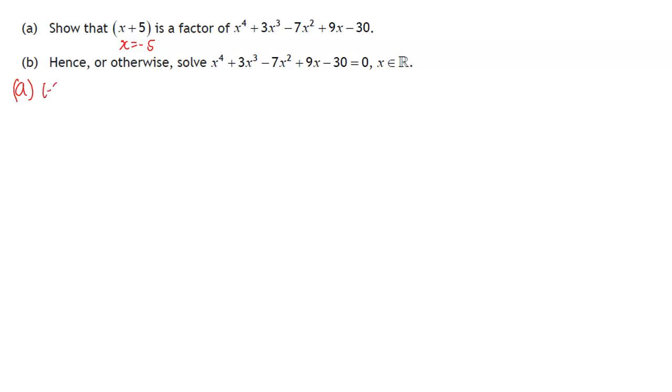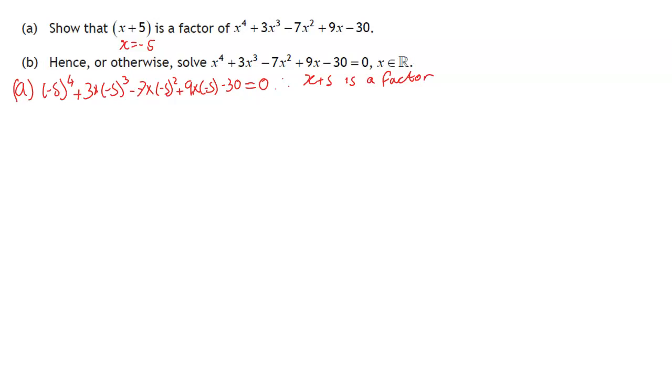What I'd end up getting is -5 to the power of 4 plus 3 times -5 cubed, take away 7 times -5 squared, plus 9 times -5 minus 30. Now if I go through that and I calculate everything there, lo and behold, I get 0. So if I get an answer of 0, what I'd have to say is, therefore, x plus 5 is a factor. So that's one way of showing that it's a factor.